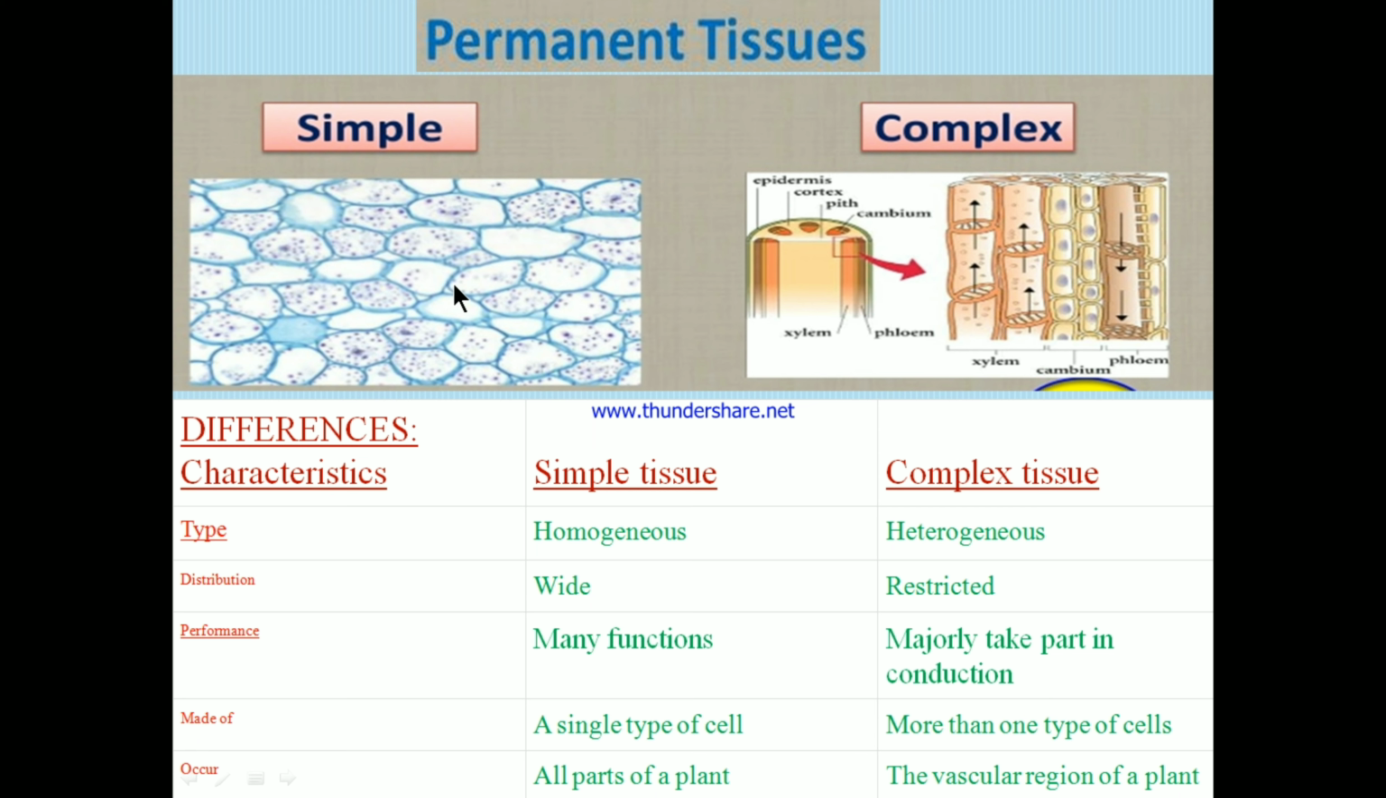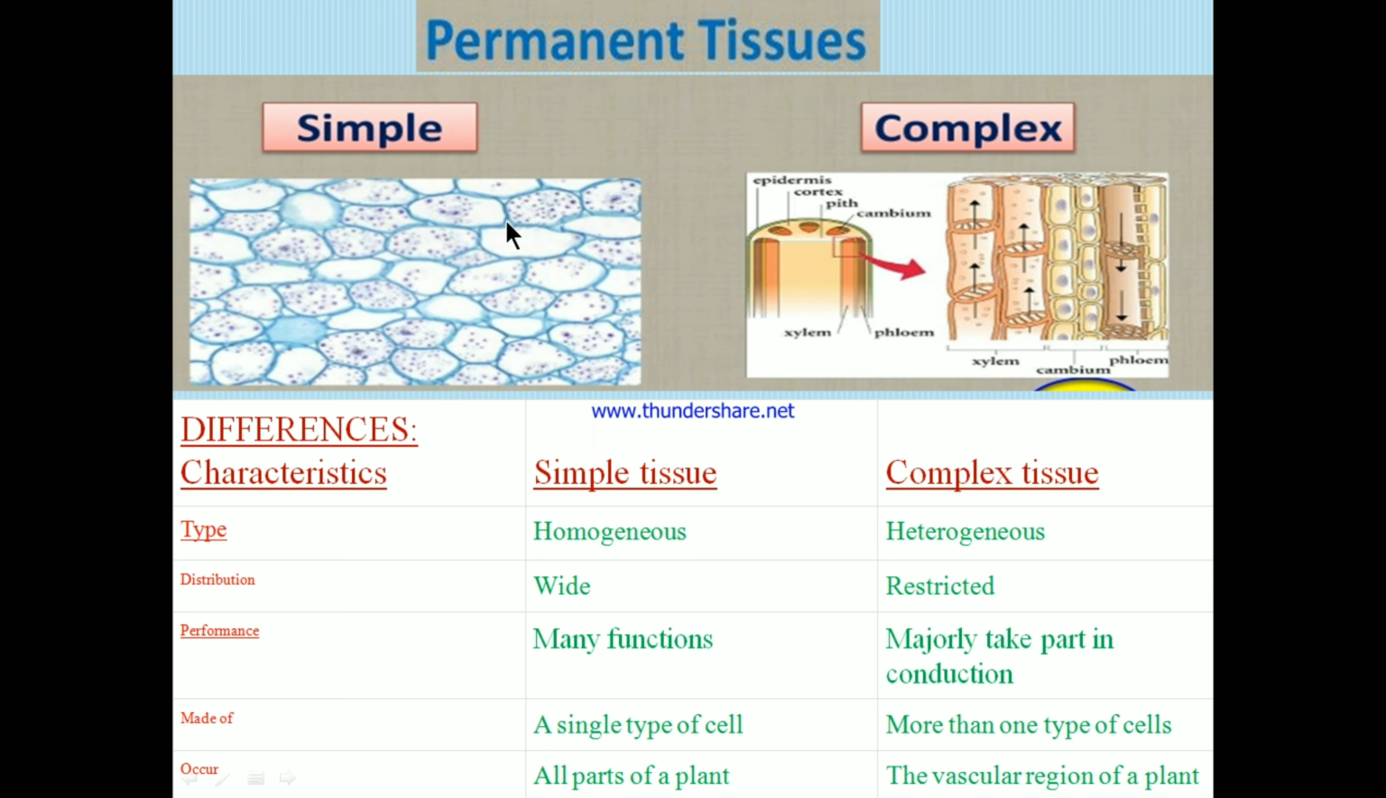The third difference is that they have many functions in the plant. Some of them store food, some take part in photosynthesis, some give mechanical support to the plant. On the other side, the complex permanent tissue has one important function, that is to conduct substances within the plant's body from one part of the plant to the other parts. They conduct the different materials or substances. That's why we call them the complex conductive tissue.